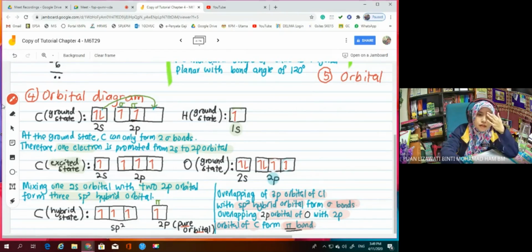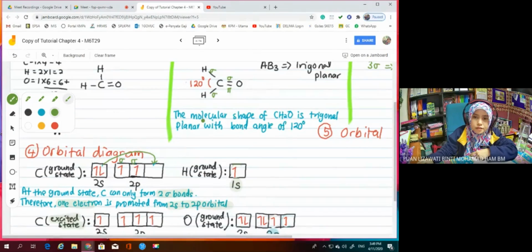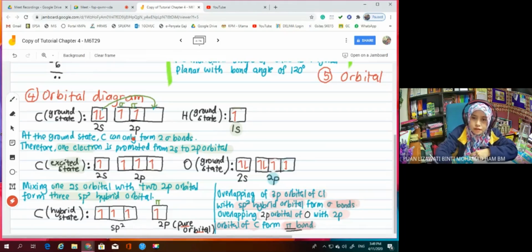Okay, now we take a look at the overlapping. Which orbital overlaps with which? For the sigma bond, sigma bonds are formed between carbon and hydrogen and between carbon and oxygen. So two sigma bonds are formed between the 1s orbital of hydrogen overlapping with two sp2 hybrid orbitals here. We highlight this one, overlapping with two sp2 hybrid orbitals, in order to form two sigma bonds.